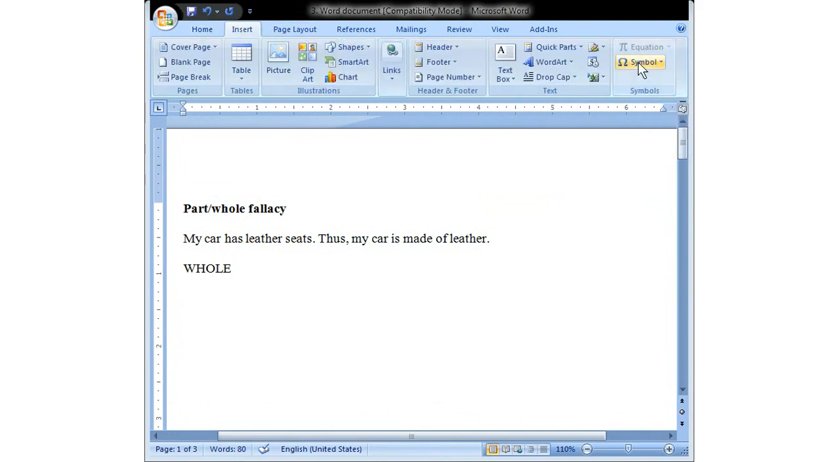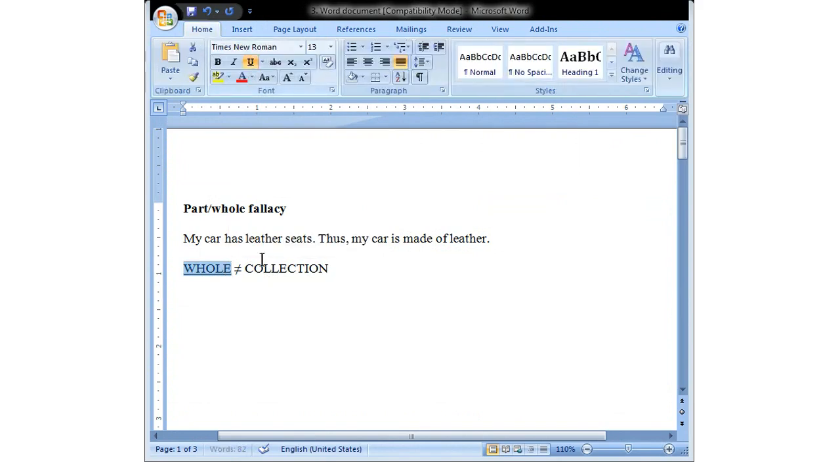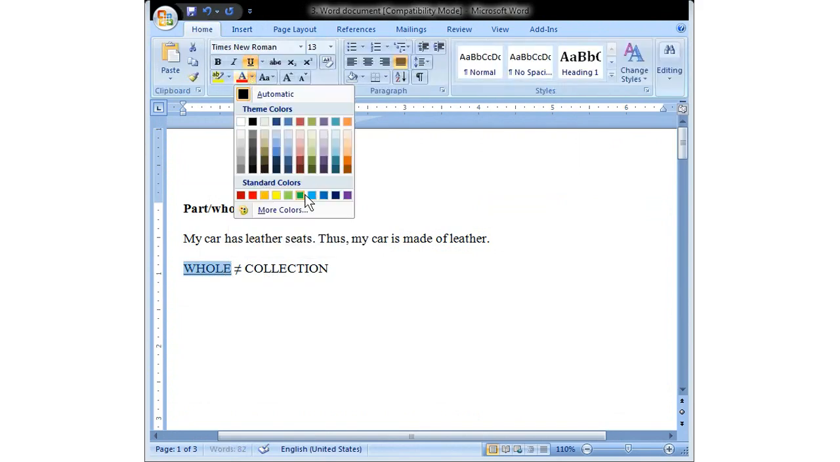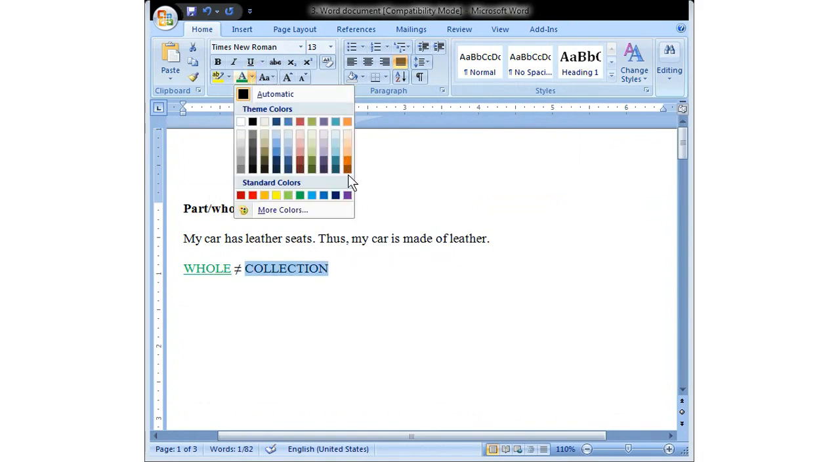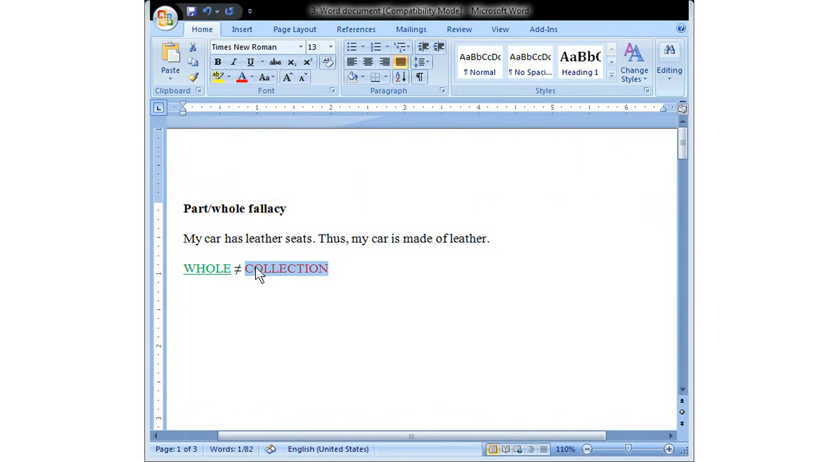Insert a little symbol. Yes, a whole is not a collection, right? So a car is a whole. A group of people is a collection. This fallacy only pertains to wholes. I'm going to underline it and put it in green, right? It does not, and this is going to be important because we're going to look at something called hasty generalization. It does not pertain to collections. I'm just going to cross that out. This only pertains to genuine wholes.